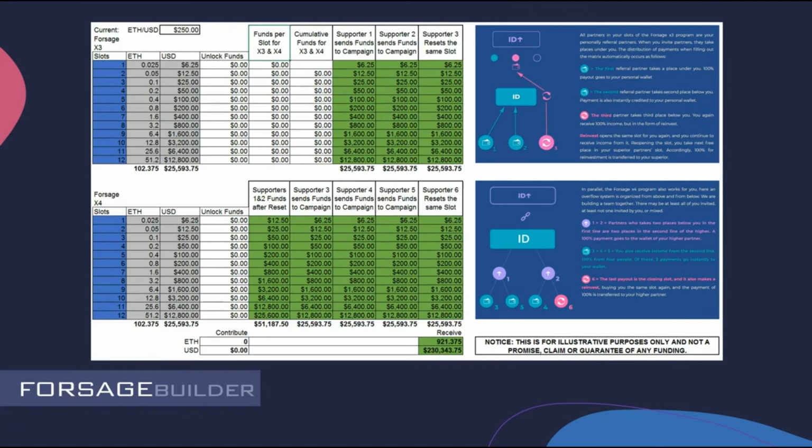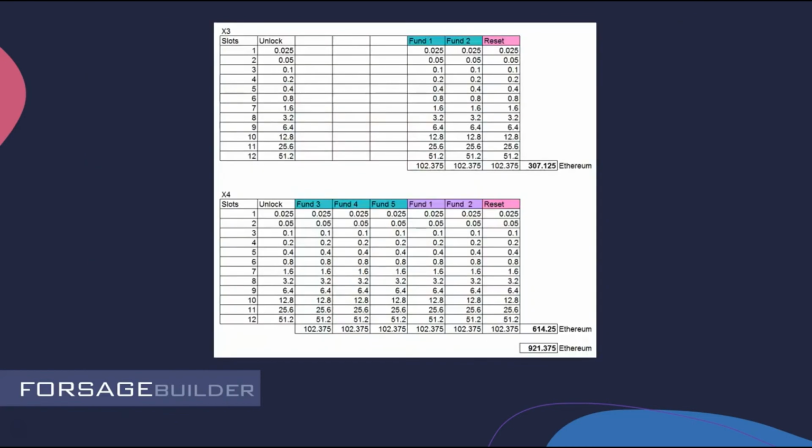Once all 12 slots are unlocked, your campaign will not have to direct any more contributions to this unlocking process, thereby allowing your campaign to benefit from 100% of the contribution from that point forward. Again, this is shown by everything in green and totaled below.